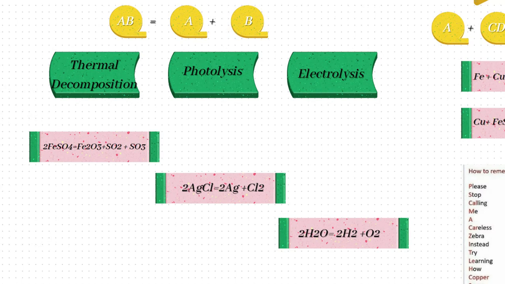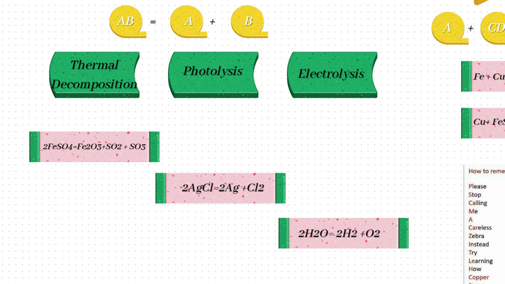What is thermal decomposition? Decomposition with the help of heat. When we are applying heat to a reactant so that it gets split into various products, it is known as thermal decomposition. Example: iron sulfate, when we split it with the help of heat, it becomes Fe2O3 plus SO2 plus SO3. And there's a color change in this. So you have to note, that's a homework actually. You should note every color change.